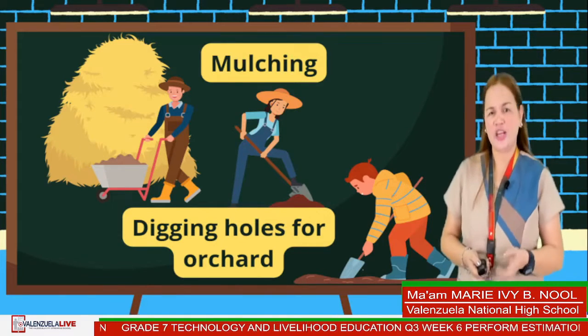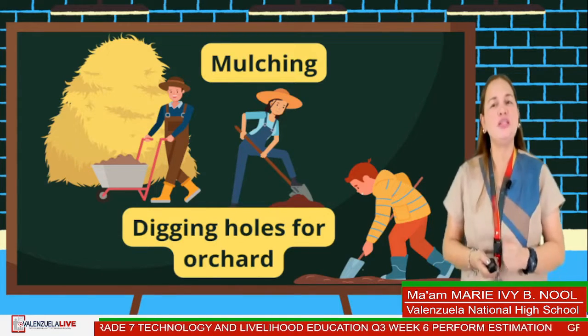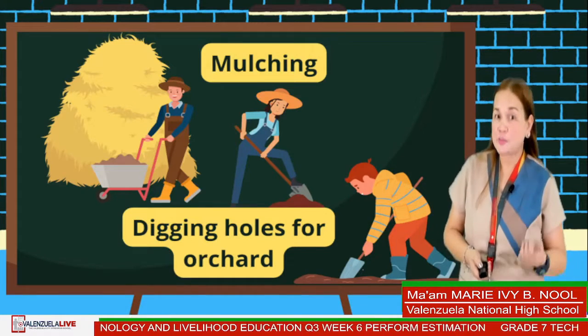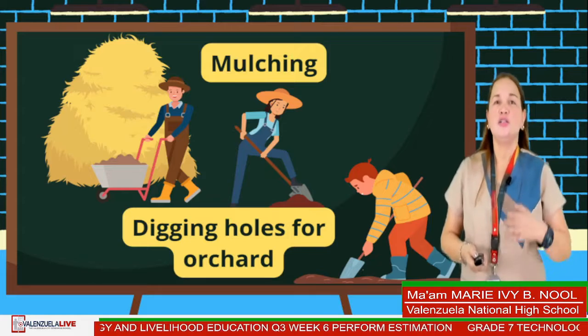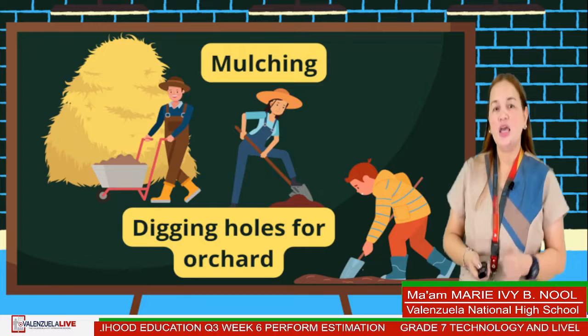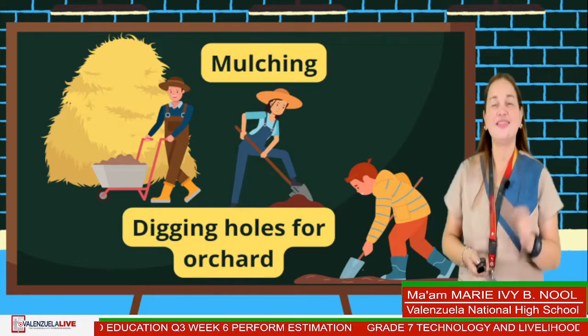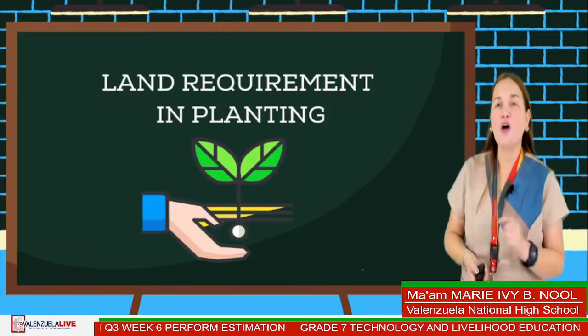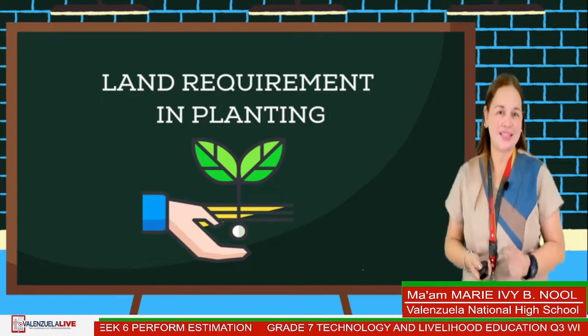Digging holes for orchard. The best tools for digging holes for plants and other garden necessities are spade, hoe, trowel, gardening fork, and bulb planter. These are the different land preparation. Now, let's move on with land requirement in planting.